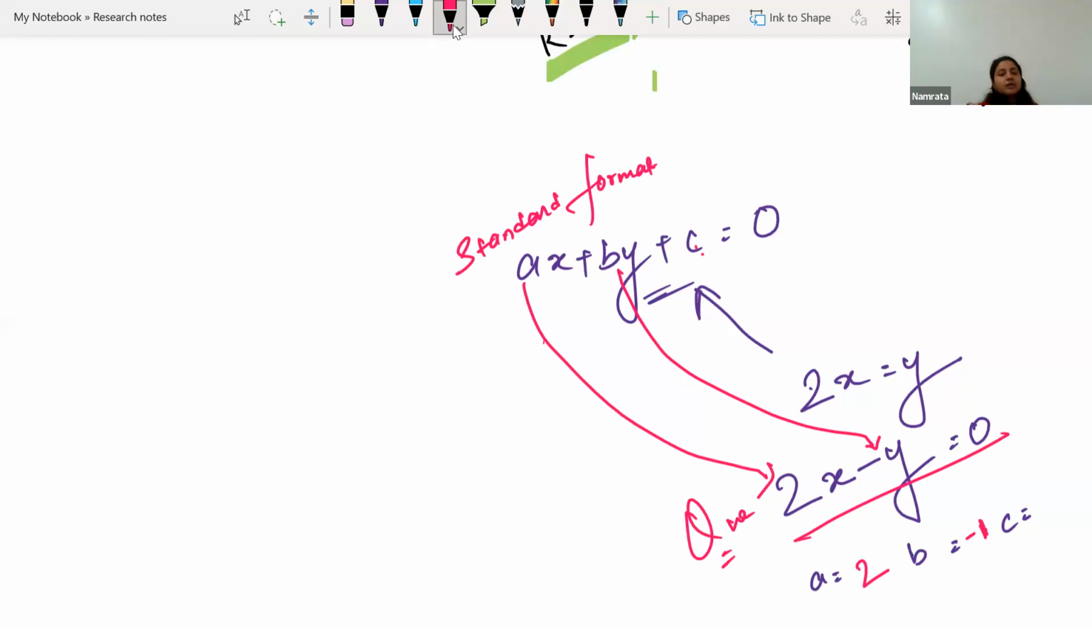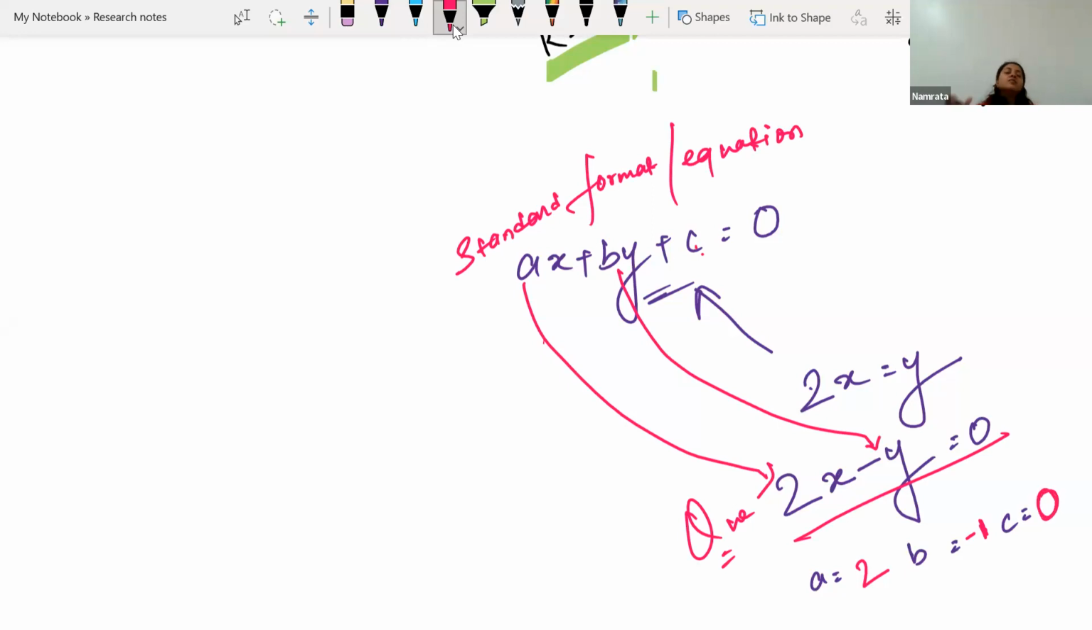Okay. Or the standard equation of a linear equation in two variables. That's the standard format. So here, what is the c value in our question? There is no c, so c will be 0.